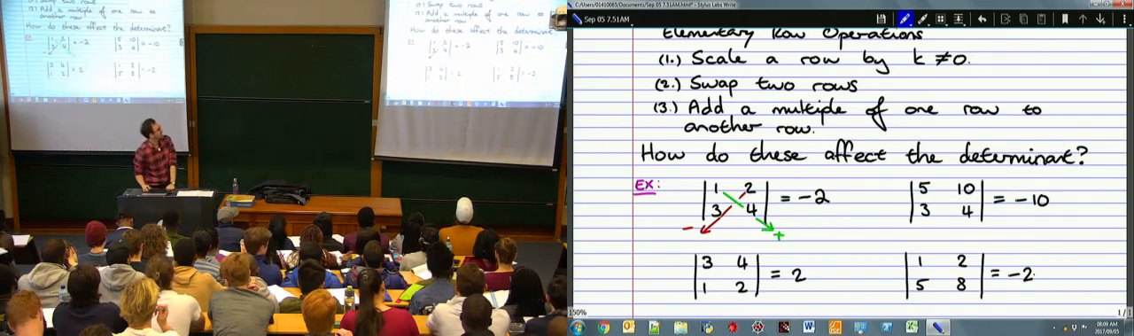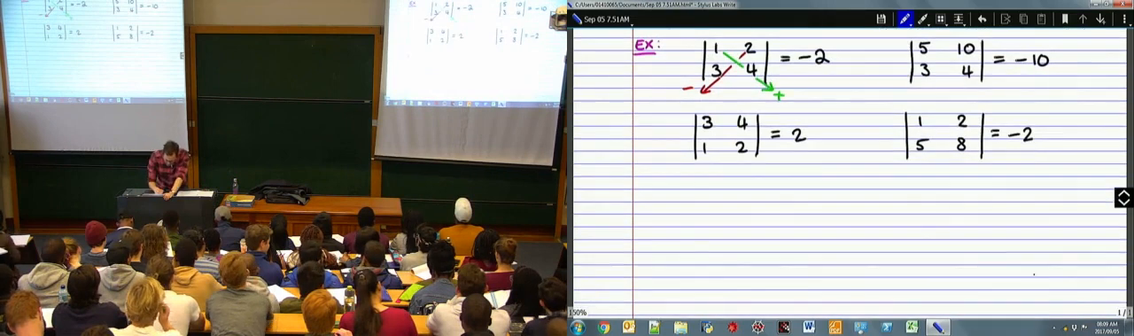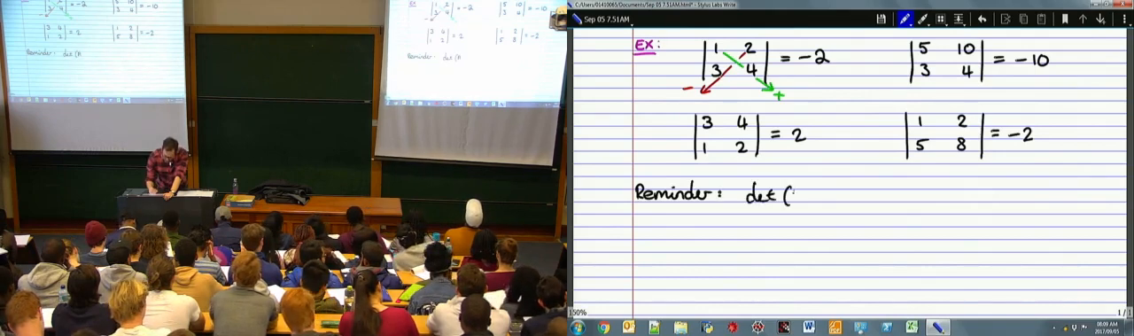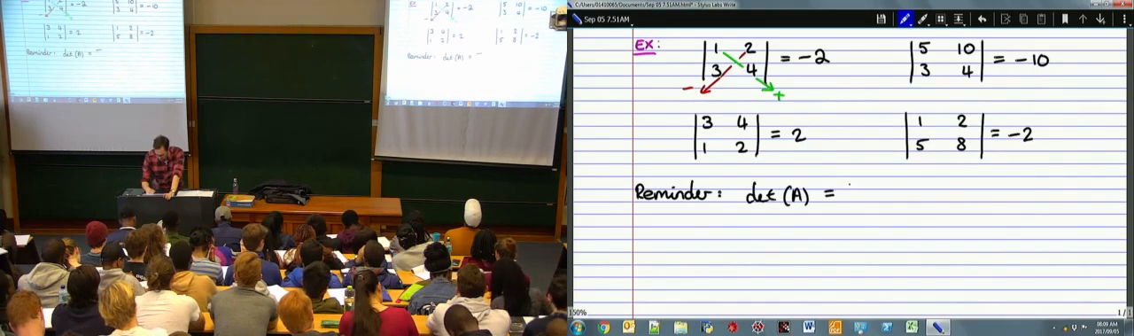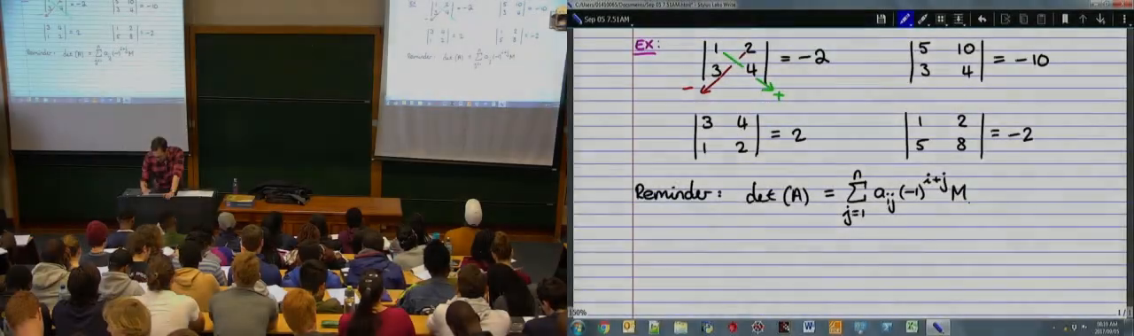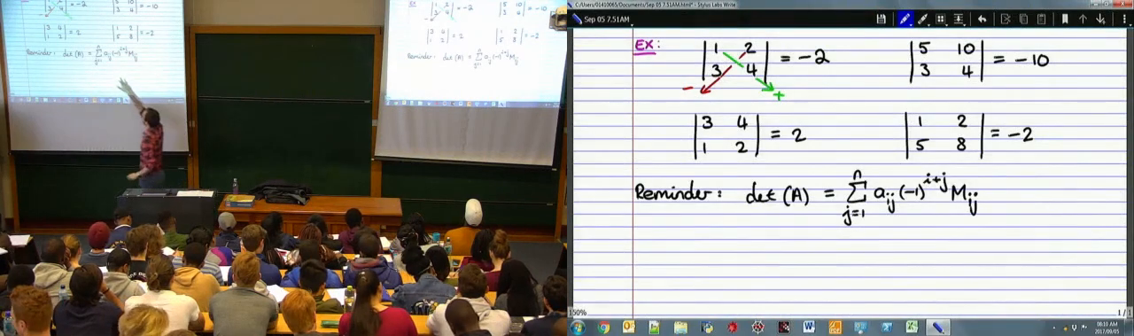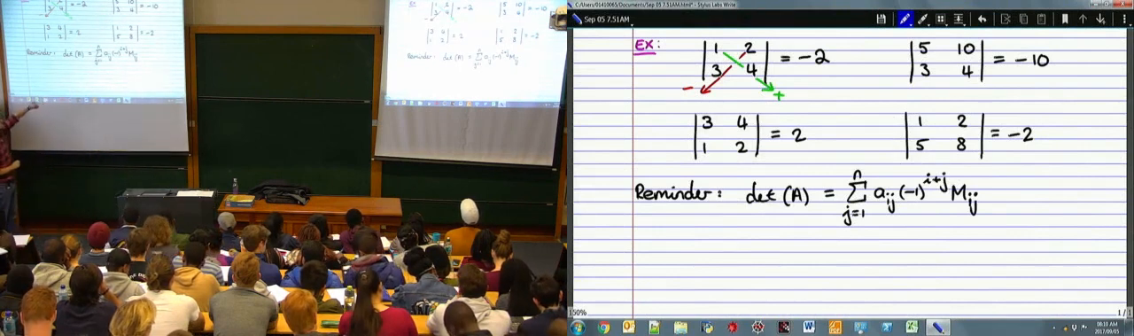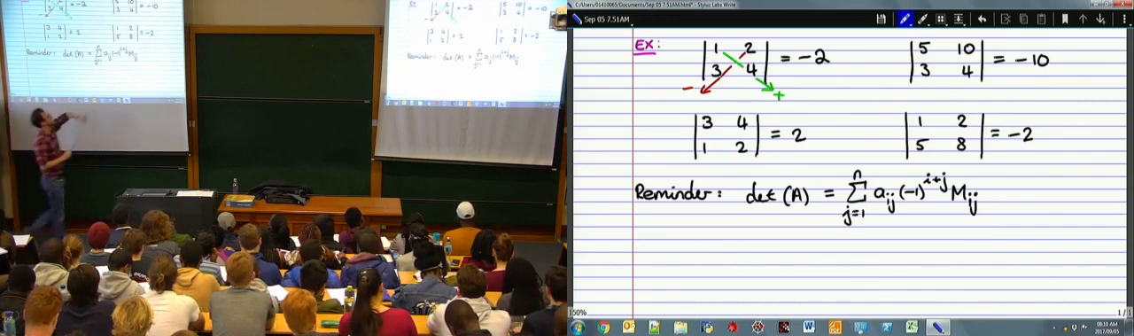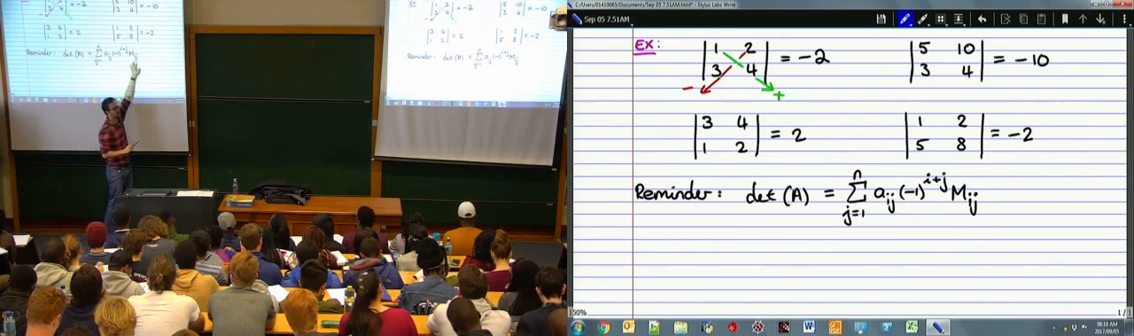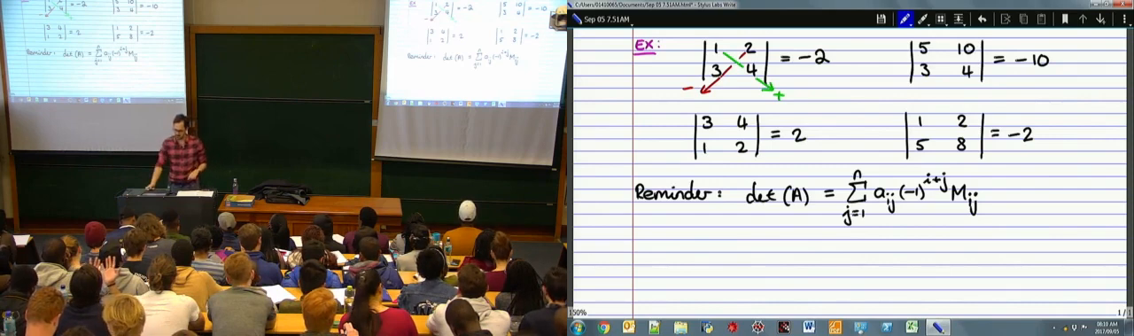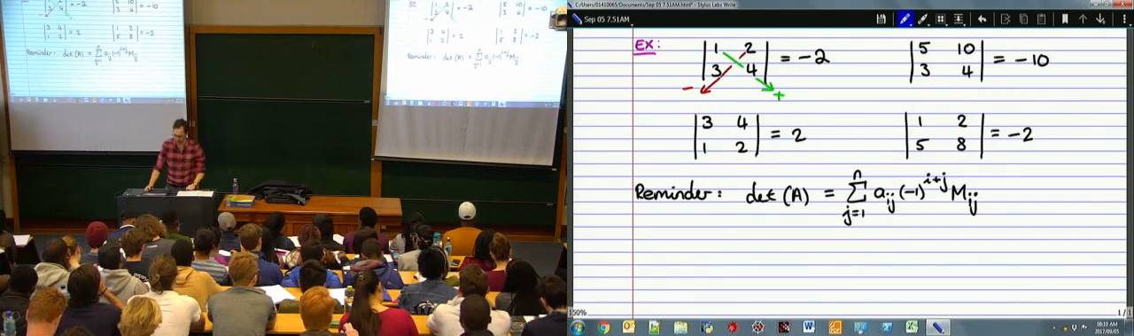So let's start by reminding ourselves of the following formula. If you want to calculate the determinant of A, we can write it as the following sum: a_ij, that's the particular constant in the ith row and the jth column, times minus 1 to the i plus j, with this plus-minus checkerboard pattern of signs, and then M_ij, the minor, that's the determinant of a smaller matrix that you find by omitting the ith row and the jth column. So let's see if we can prove these guesses that we've made.